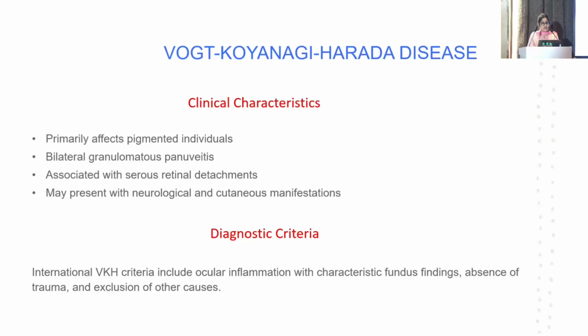Talking about VKH disease now, it primarily affects pigmented individuals. It's a bilateral granulomatous panuveitis which is associated with serous retinal detachment, and can present with neurologic and cutaneous manifestations. The diagnostic criteria is the international classification, which is further divided into definitive and probable diagnosis and incomplete VKH.